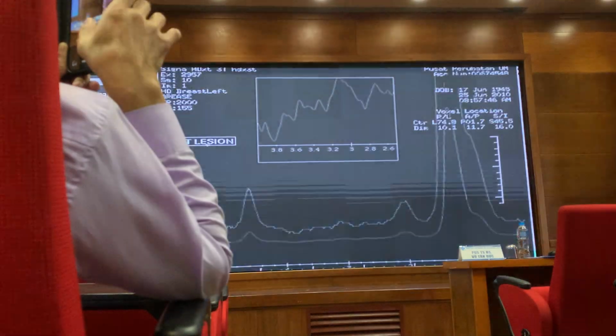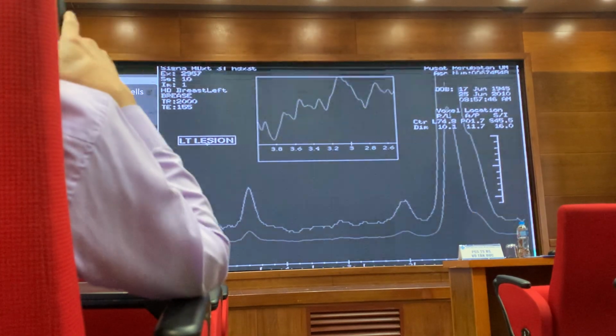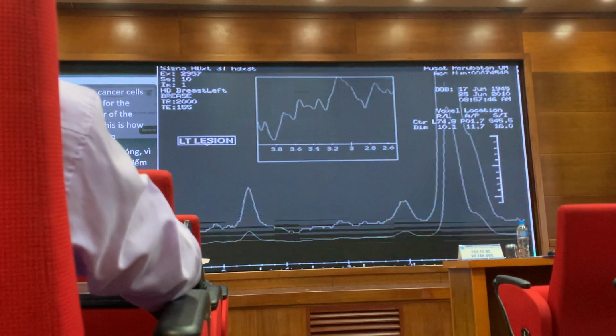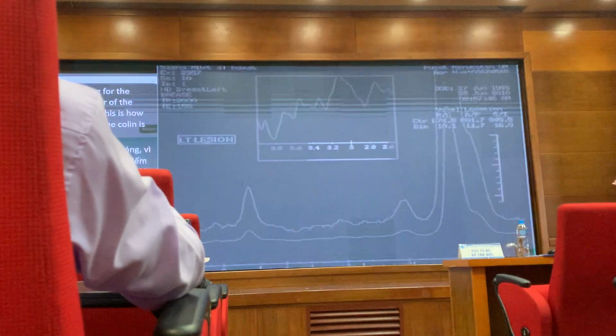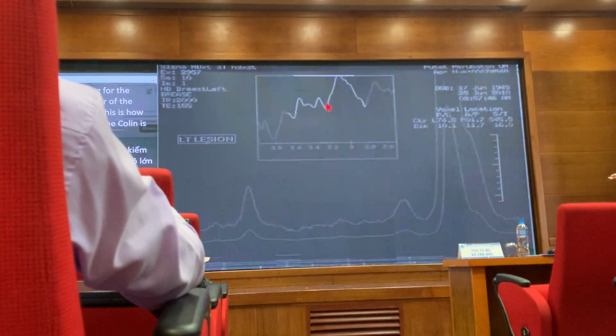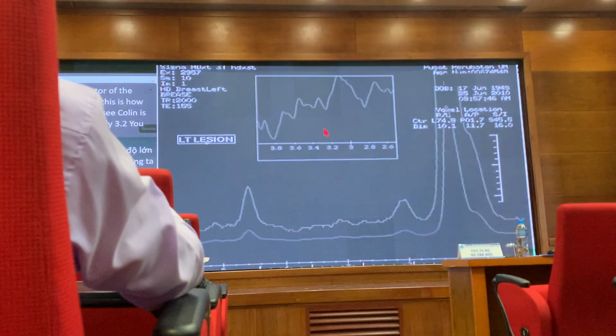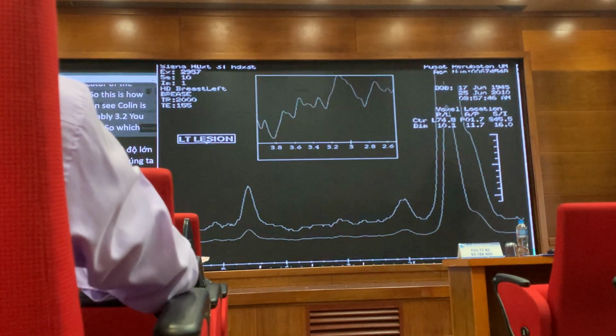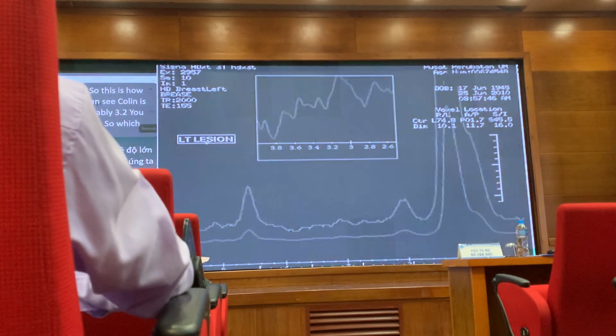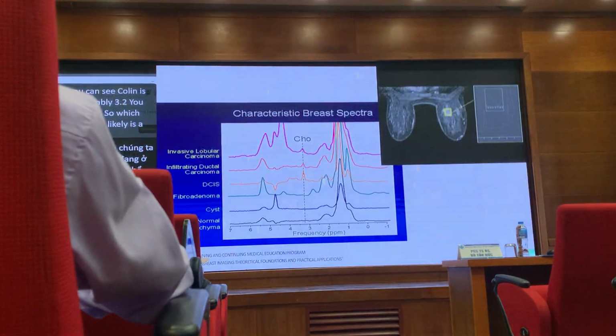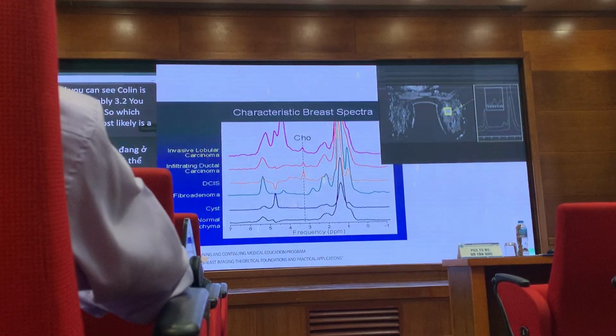And you can see choline is at the 3.2 level. From the 3.2, you can see the graph is high, which means that one is most likely a malignant cell. If it's not high, which means most likely it's a normal cell.